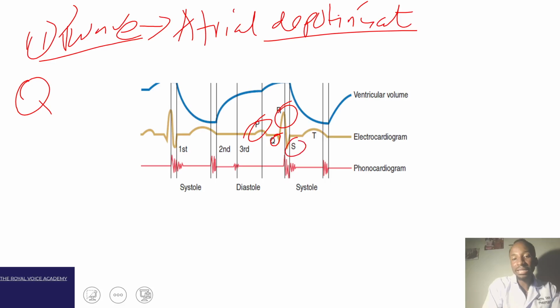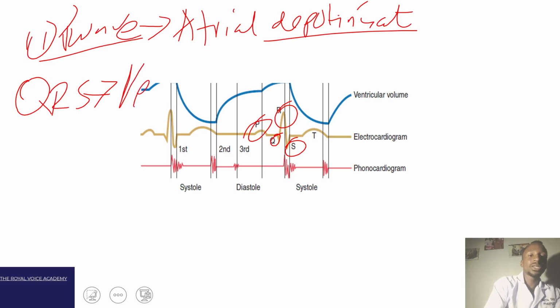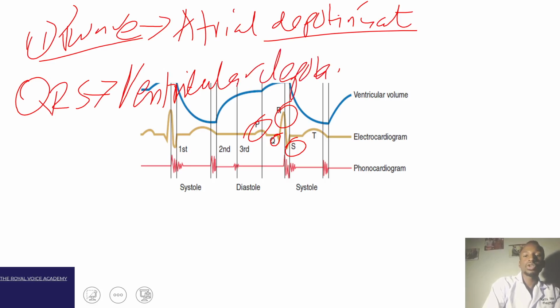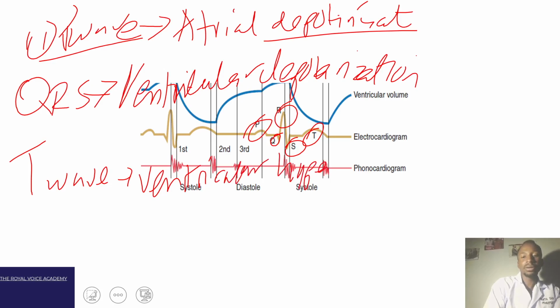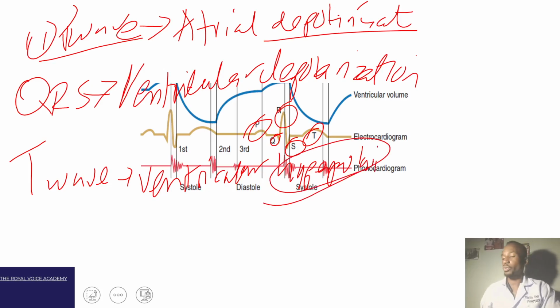And then your Q wave, this one, you see there is a small drop here and there is a big rise and then there is a small drop. So the QRS complex is of ventricular depolarization. So your ventricles have received the action potential. Then the last one is the T wave. Your T wave is for ventricular hyperpolarization. So you also need to know all of those three things.